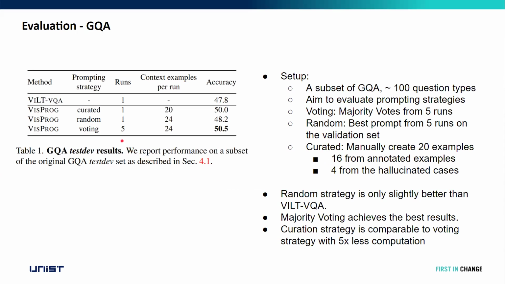And they compare it with ViLT VQA. Actually, the neural model that VisProg uses for visual question answering is ViLT, and it showed that splitting the task into steps and then querying the model performs much better than giving the image and query directly to the model.